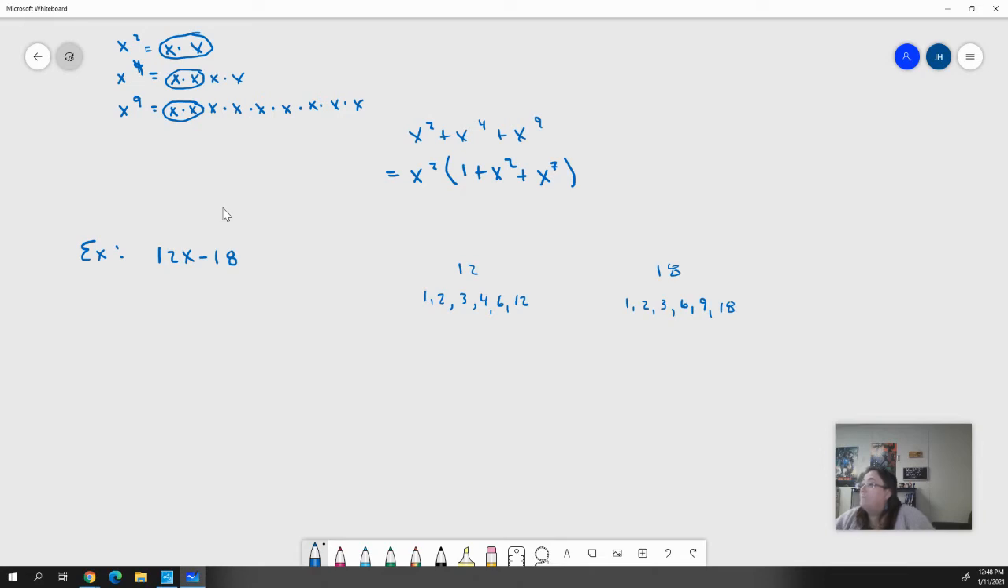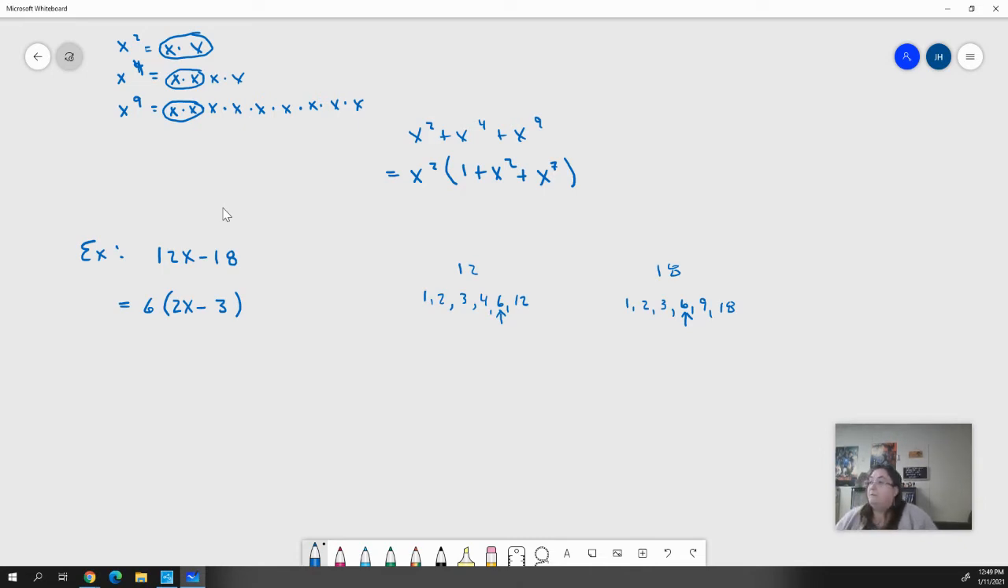And so I'm going to look at this and go, well, what is the greatest number that they have in common? And in this case, it's going to be 6. So the greatest common factor numerically of these is 6. So I would factor out 6 from each piece. 12 divided by 6 is 2. I can't do anything with the x value, so it just stays there. Minus 18 divided by 6. 18 divided by 6 is 3. And we have factored this expression, right?